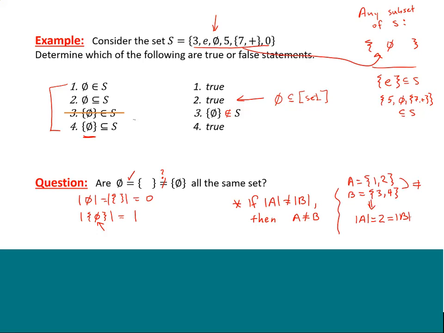But if their cardinalities are legitimately different, automatically there's no possible way ever for the 2 sets to be equal. Okay? So that's a nice little trick of quickly telling if your sets are equal or not equal.